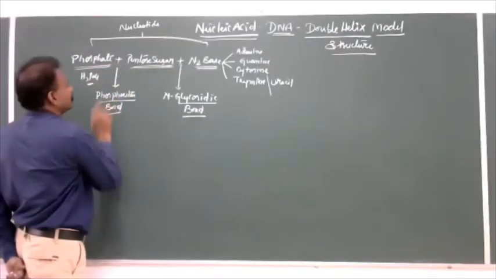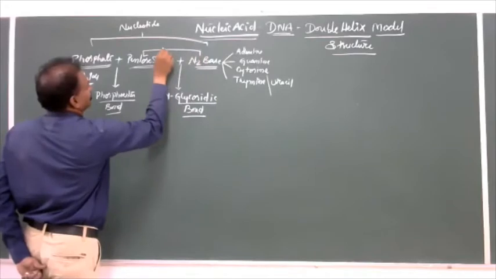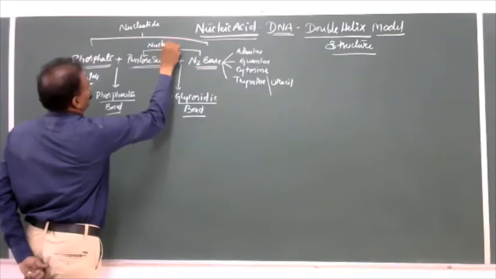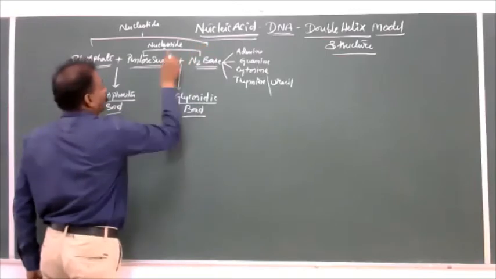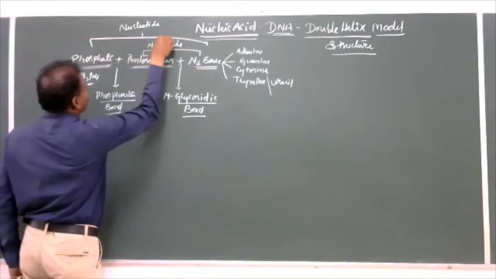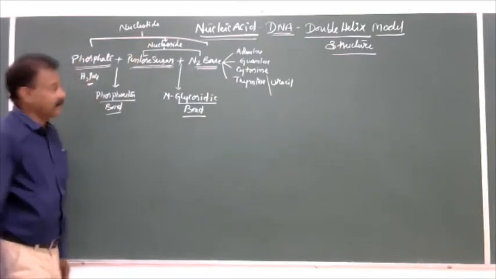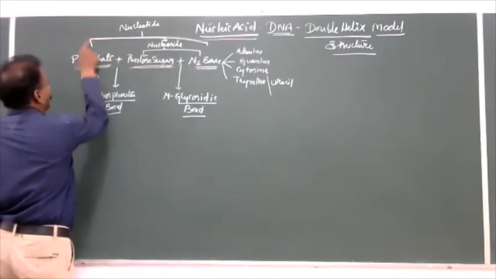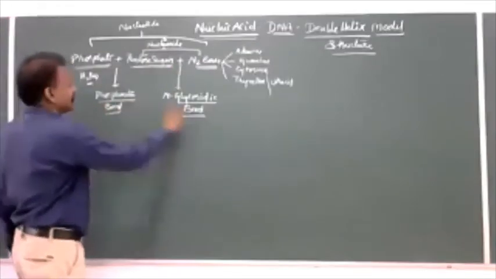Sugar and phosphate is a phosphoester bond. Now again, a sugar with an N2 base is called a nucleoside. A sugar with an N2 base is called a nucleoside. Now what is a nucleotide? A phosphate plus a nucleoside is called a nucleotide. Or a nucleotide is a nucleoside and phosphate, or phosphate, pentose sugar, N2 base. And the bonds are like this.